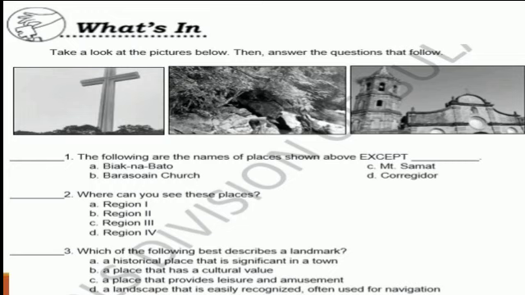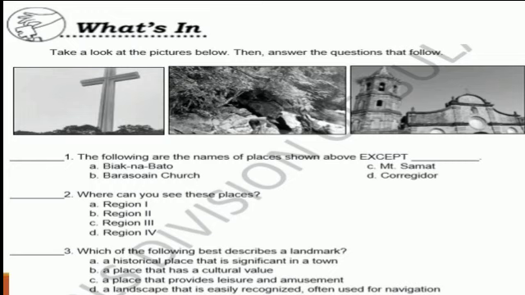So, we have here pictures. You need to take a look at this picture, then answer the question that follows. So, you just have to write the letter of the correct answer. For number one, we have the following are the names of places shown above, except A. Biak na Bato, B. Barasawin Church, C. Mount Samat, or D. Corregidor. For number 2, where can you see these places? A. Region 1, B. Region 2, C. Region 3, or D. Region 4.